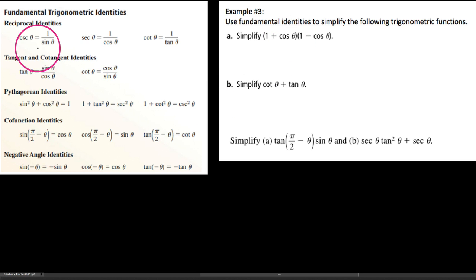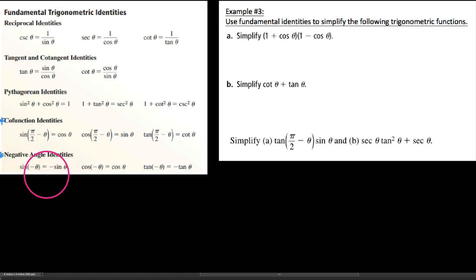And so what we're going to do is tie in all of our identities in this video. With respect to our identities, let's recall that we have our reciprocal identities, tangent and cotangent identities, and Pythagorean identities as being our pretty standard ones. But in this video, we're going to build on what we refer to as our cofunction identities as well as our negative angle identities. So let's go ahead and hit our negative angles first.